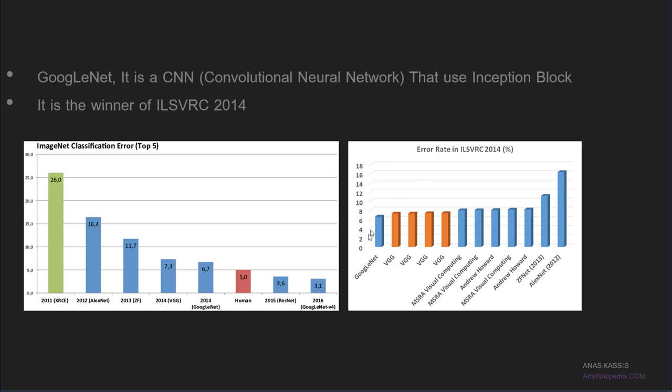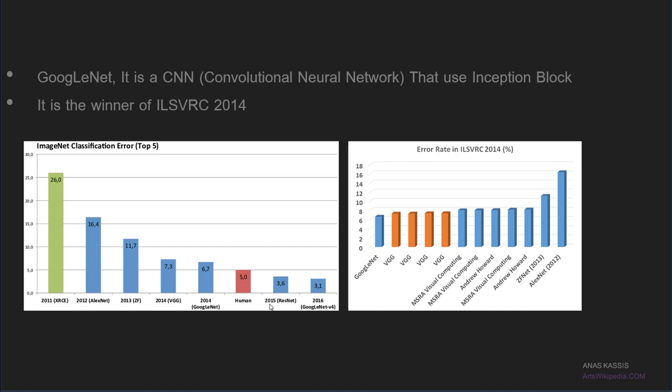As you can see here, GoogLeNet outperformed all previous networks. AlexNet used to be the winner in 2012. And in this chart, we are comparing the performance of these networks with human performance. In 2014, GoogLeNet was very close to human performance on image classification. For example, if we give 100 images to GoogLeNet and 100 images to a human, GoogLeNet will make 7 misclassifications and a human will make 5, which is very close performance.